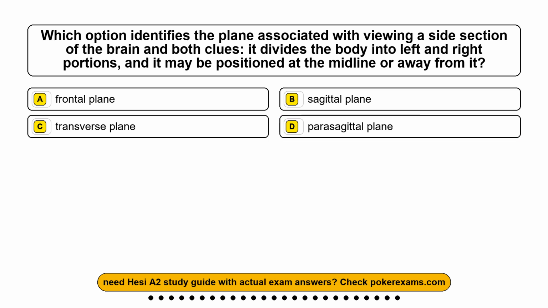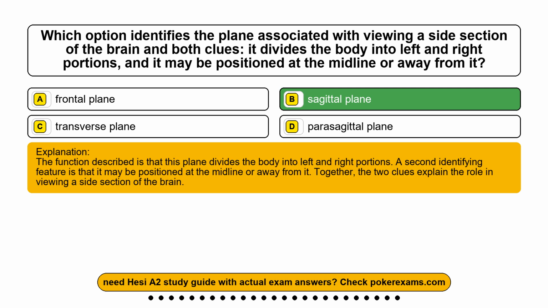Question 15. Which option identifies the plane associated with viewing a side section of the brain in both clues? It divides the body into left and right portions, and it may be positioned at the midline or away from it. Option A, frontal plane. Option B, sagittal plane. Option C, transverse plane. Option D, parasagittal plane. The correct answer is option B, sagittal plane.